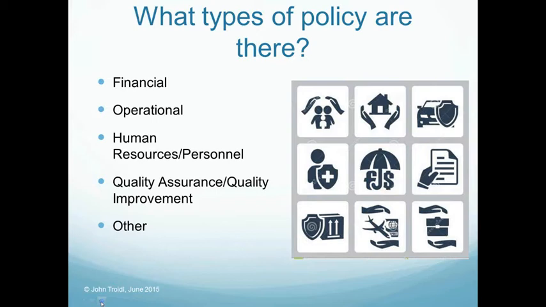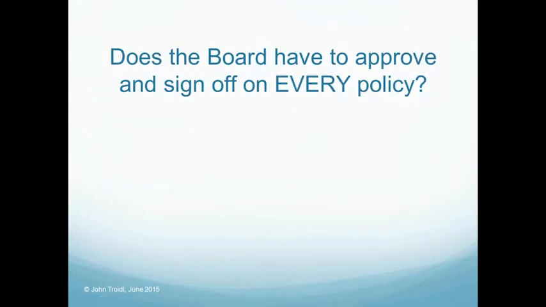So there's 4 or 5 categories of policy. One set of policies are financial, another is operational. You have policies related to human resources or personnel. By requirement from HRSA, you have policies related to quality assurance and quality improvement. Then there's other categories depending on your circumstances. So one example of other categories may be a subset of financial and operational, which is related to real estate or to investments. Next slide.